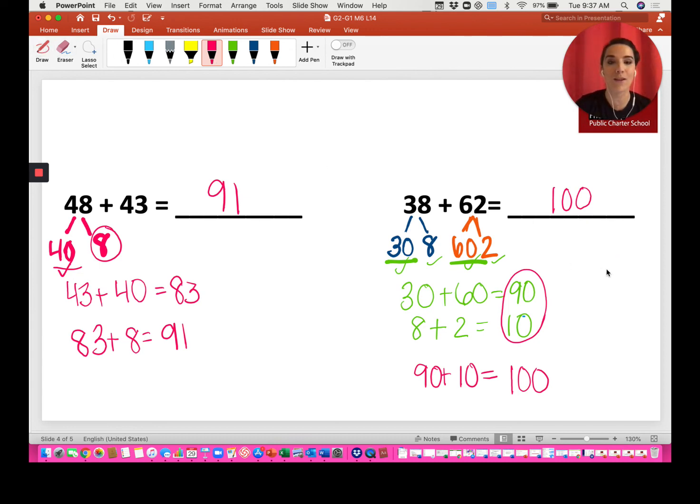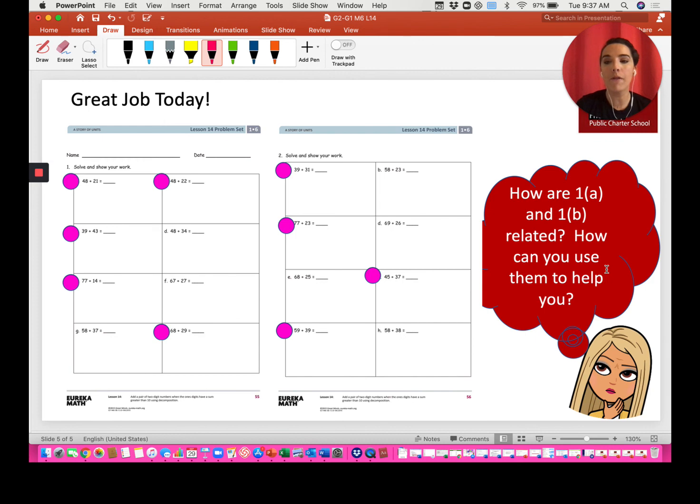Excellent job, second grade. Today, you're going to go off and work with your teacher. You can choose today as you're working to solve by decomposing one number or decomposing both numbers. But as you're solving, I want you to start to notice the patterns that you see in solving. Specifically, when you get to problem set A and B, what did you notice? How is it different? And so how can you use that to help you?